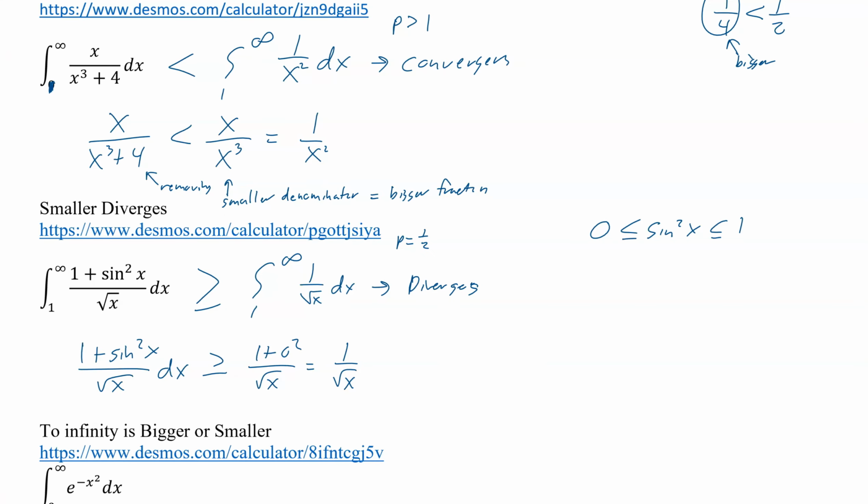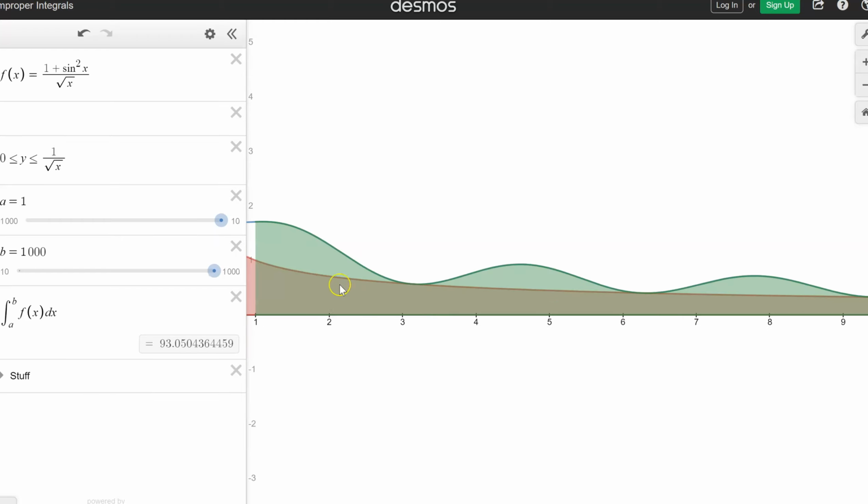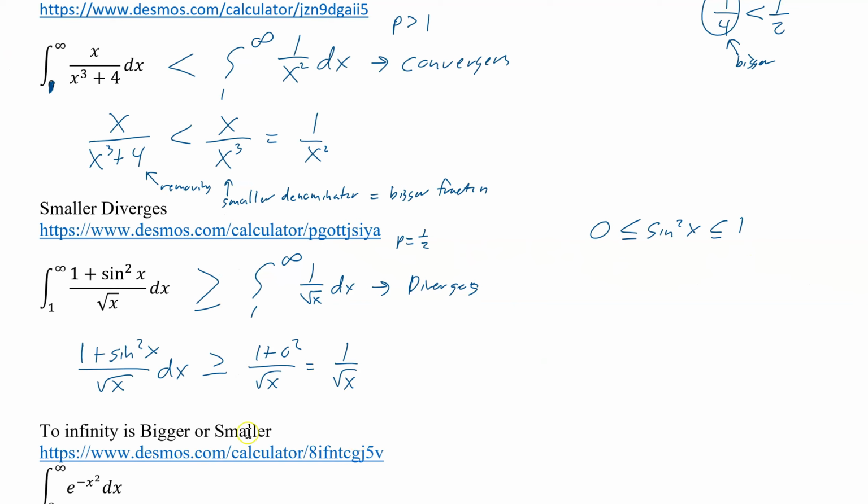So again, if the bigger converges, so does the smaller. So if we find a bigger function than the one we're looking for, and we can show it converges, then so will the smaller one. And if we find a smaller function that diverges than the one we have, then we also show that the bigger one diverges. Well, what if part of it is bigger or smaller?